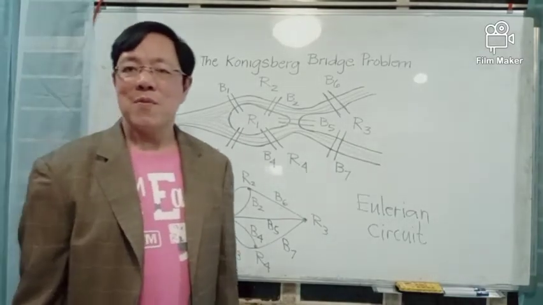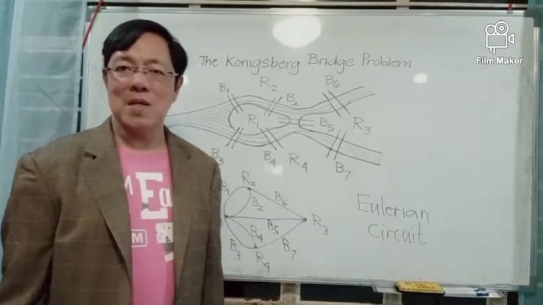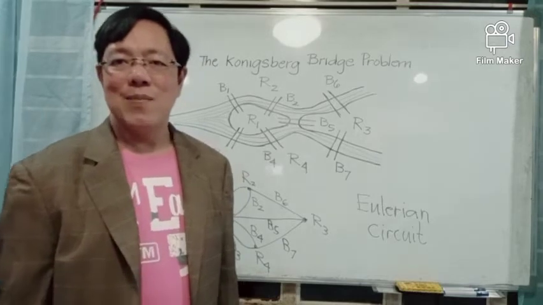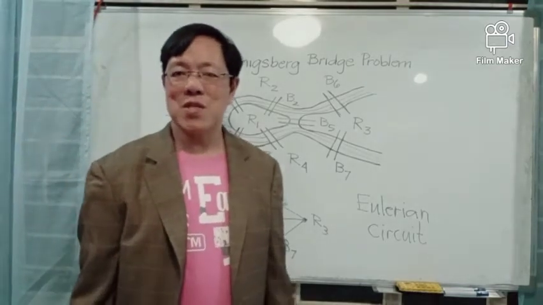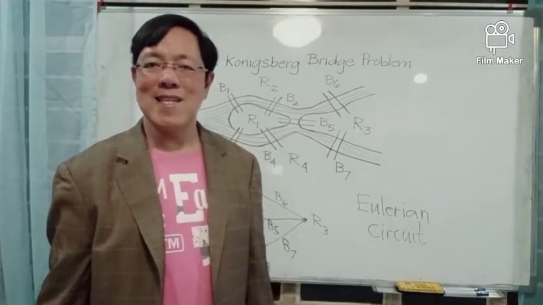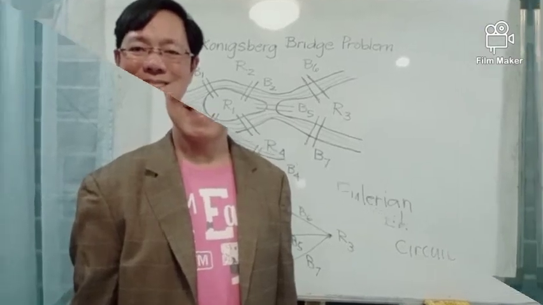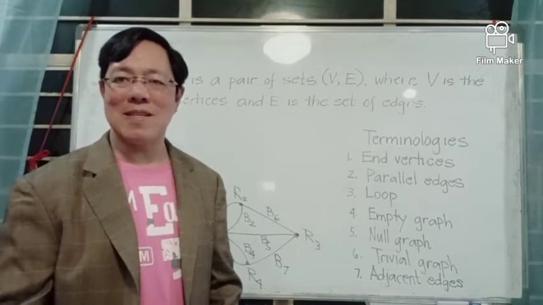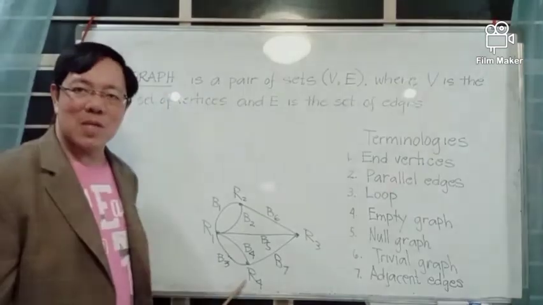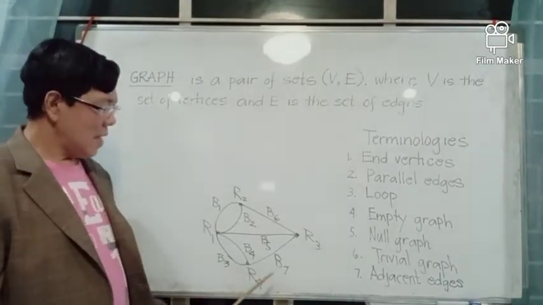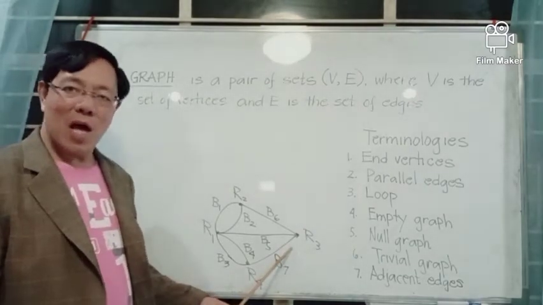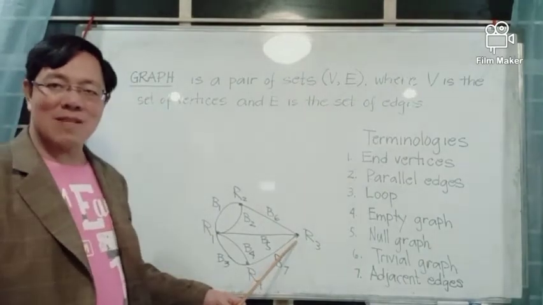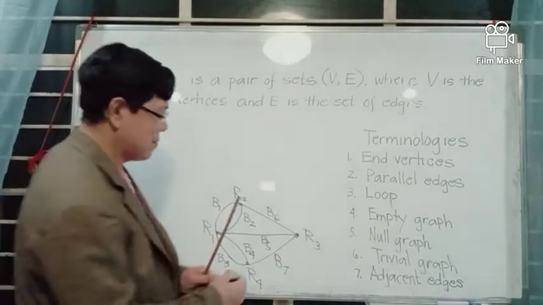And so for now, you try to solve this Konigsberg bridge problem, but do not try to cheat and look for the solution on the internet. We consider again the graph that represents the Konigsberg bridge problem. But I will add an edge to this graph that connects vertex R3 with itself.